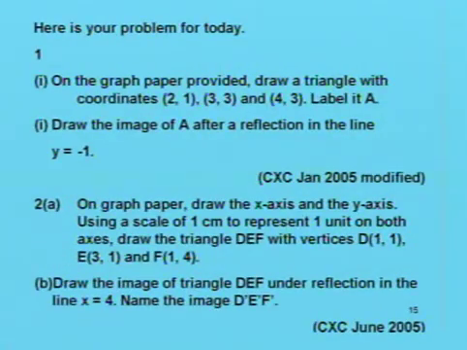Here is your problem for today. The first problem. On the graph paper provided, draw a triangle with coordinates (2, 1), (3, 3), and (4, 3). Label it A. Part 2: Draw the image of A after a reflection in the line y equals -1. This question is taken from CXC January 2005 with slight modification.